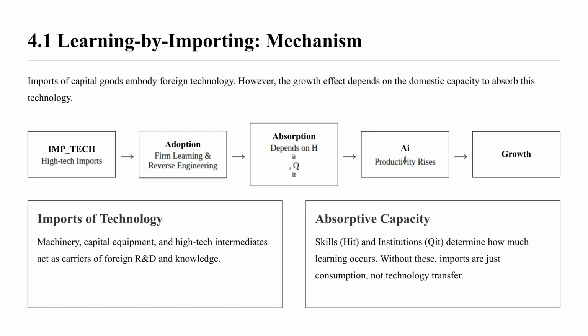The learning by importing mechanism shows how technology imports, such as machinery, lead to growth. The key is absorptive capacity. Domestic skills and institutions determine if imports facilitate technology transfer or simply consumption.